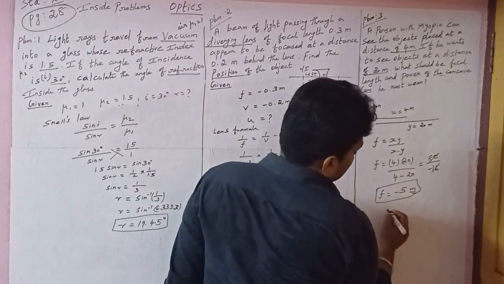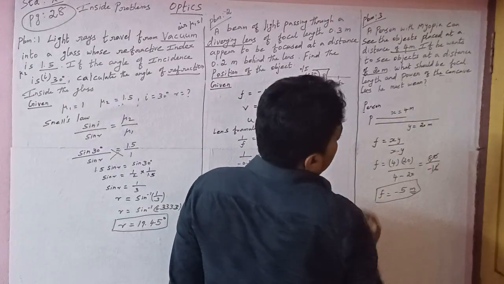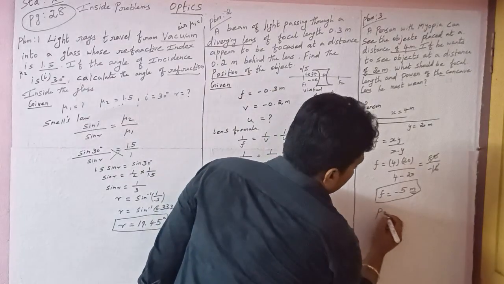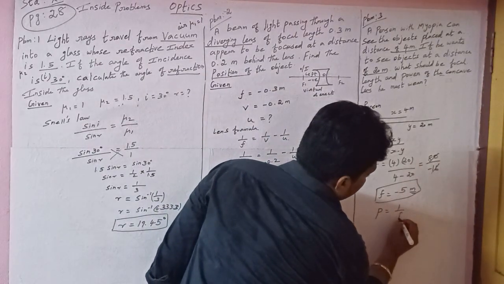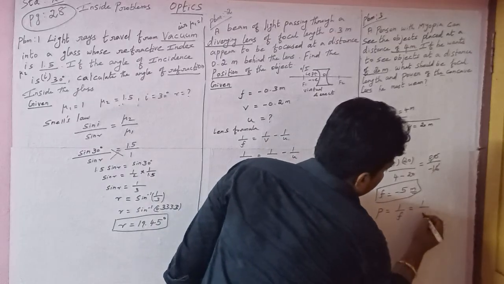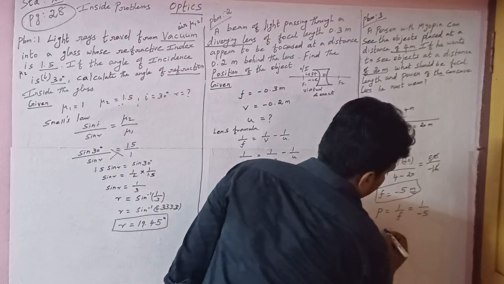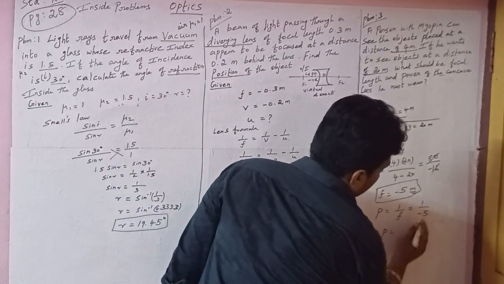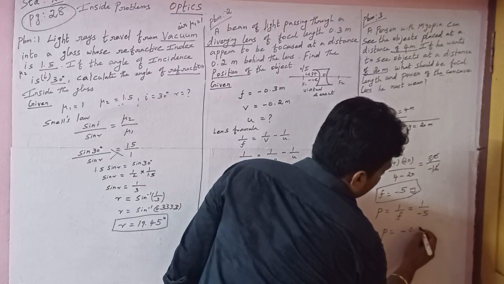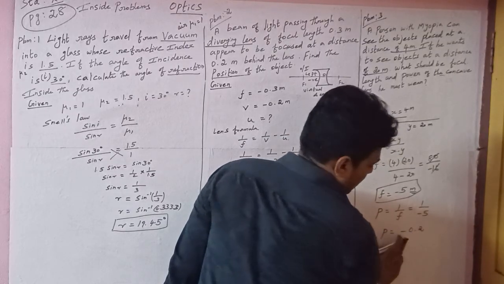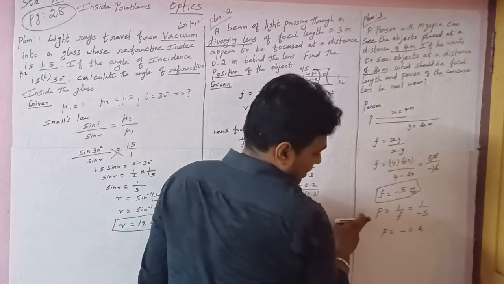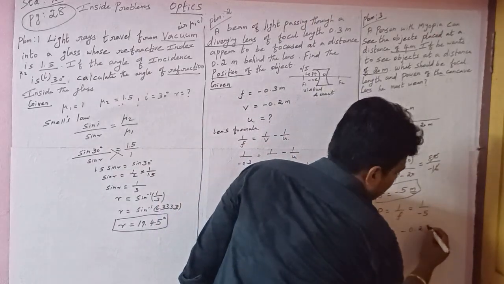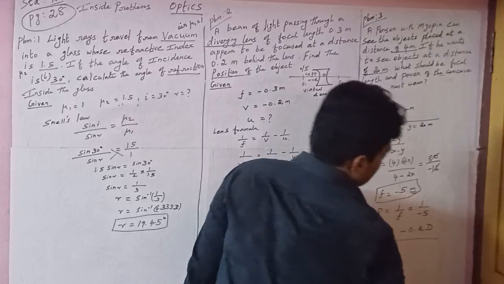Next, what is the power of the lens? The formula: we know that p equals 1 by f. So p equals 1 divided by minus 5. Dividing, we get the value p equals minus 0.2. Can you understand? Minus 0.2. What is the unit of the power of a lens? Diopter.